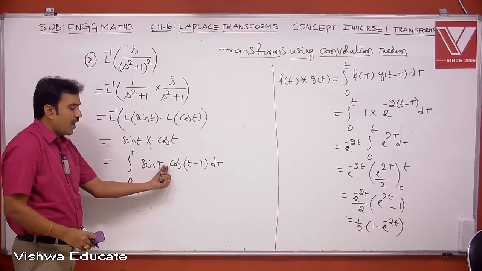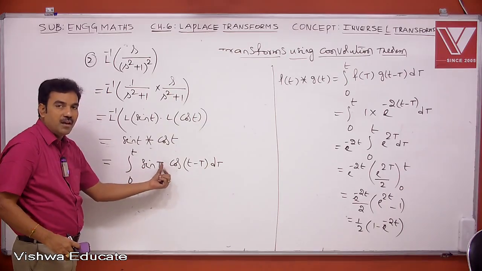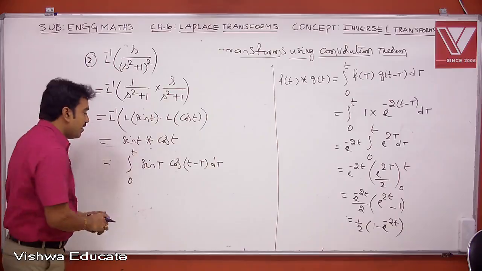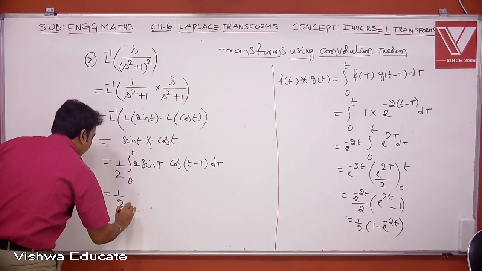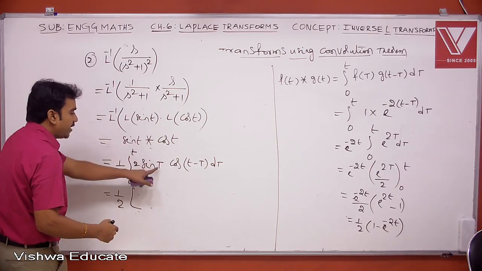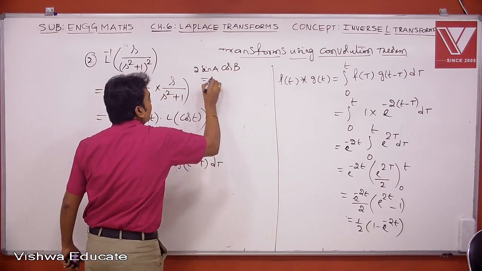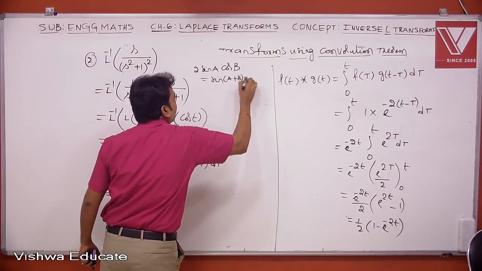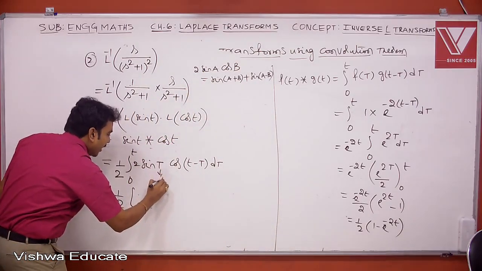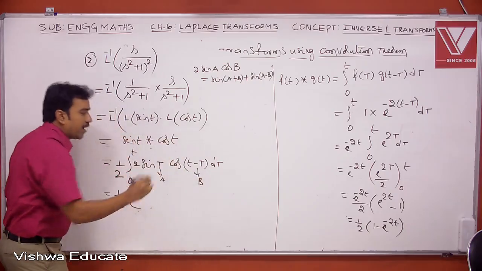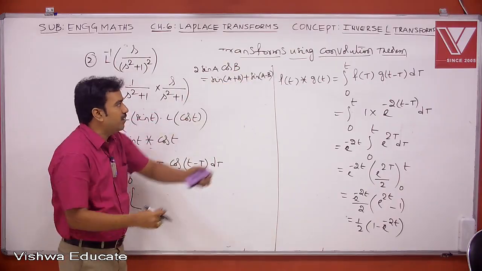Now how to handle this? We have a product of sine function and cos function. If it is either plus or minus, we can manage the integration by splitting it. So here sin A into cos B: multiply with 2, divide with 2. So this becomes 1 by 2 into 2 sin A cos B. We have a formula for this: 2 sin A cos B is sin of A plus B plus sin of A minus B. Here A is capital T and B is small t minus capital T. So expand like this.